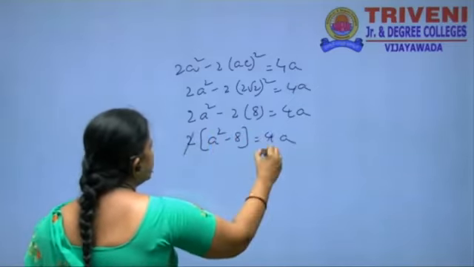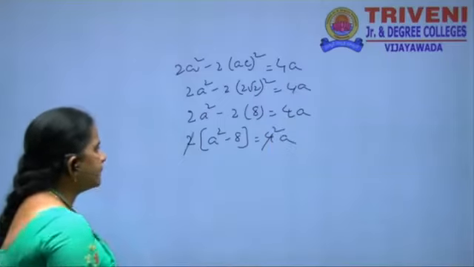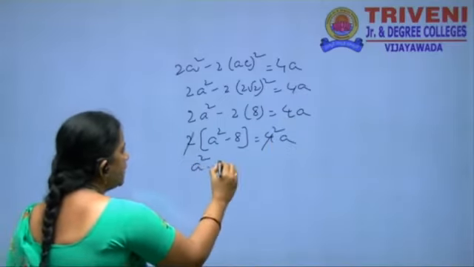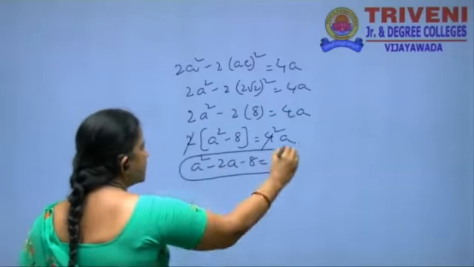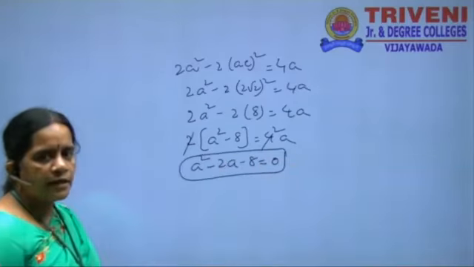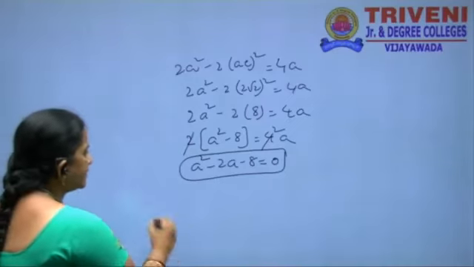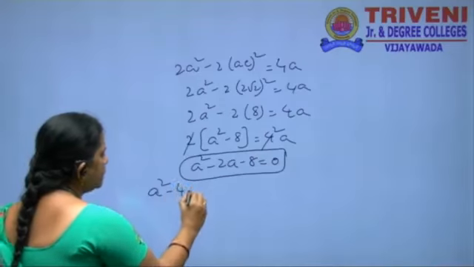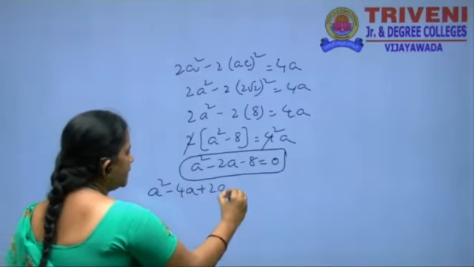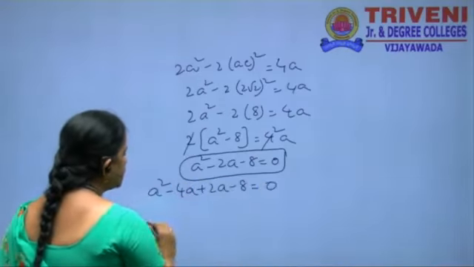Here 2 will cancel, how many times? 2 times. A square minus 2a minus 8 is equal to 0. This is the quadratic equation in a. We have to find the roots like this. That is, 4 2's are 8, so 4a plus 2a minus 8 is equal to 0 as the split.